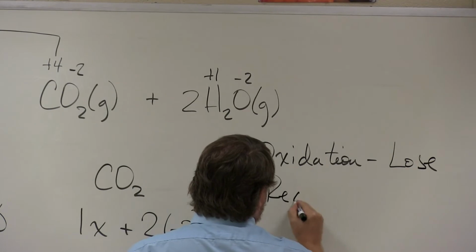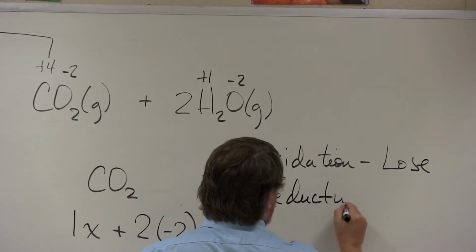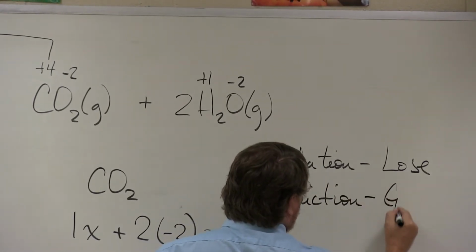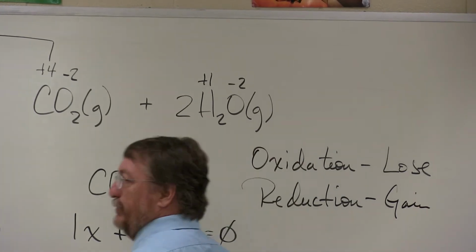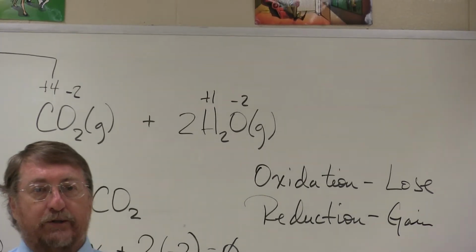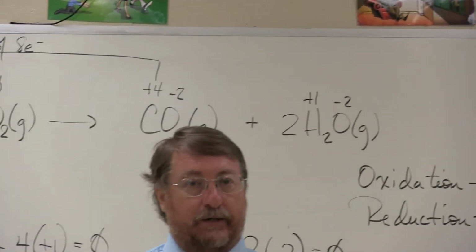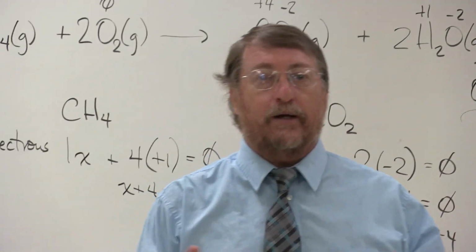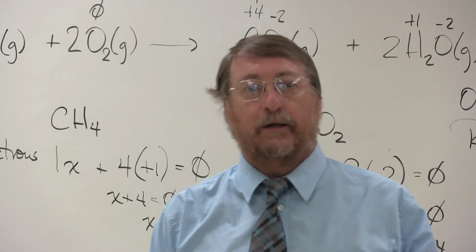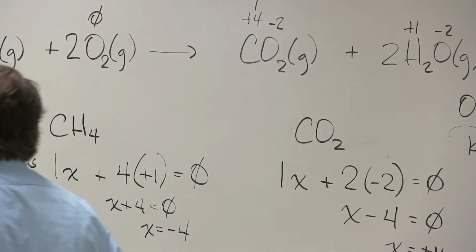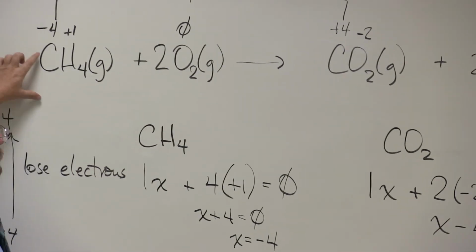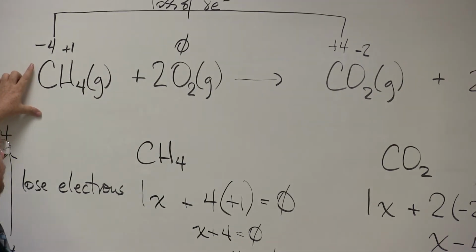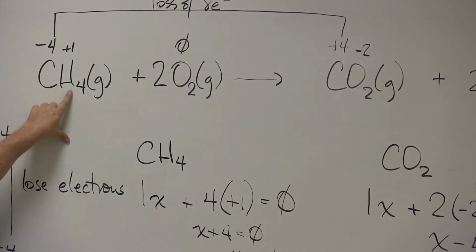Reduction is going to be our gain of electrons. If an oxidation occurs, a reduction must also occur. So if an oxidation occurs, a reduction must occur, equal number of electrons. Law of conservation of matter. We cannot have electrons disappearing on us, and we can't have them being produced. So electrons are being exchanged. So this lost 8 electrons, let's figure out where we gain those 8 electrons.